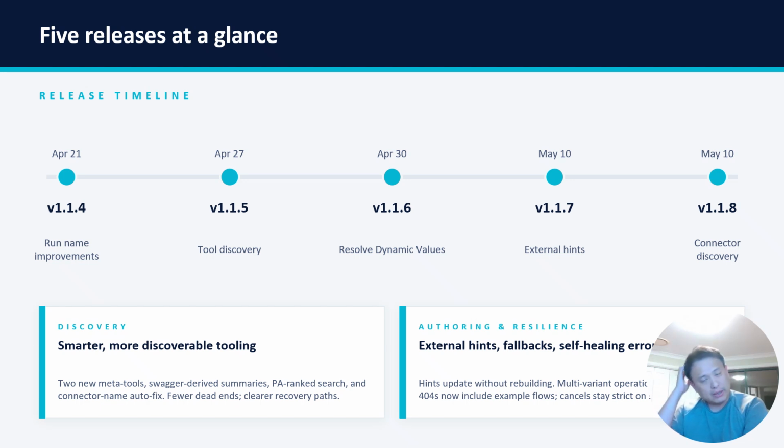The first update is from the end of April, and there are some run name improvements. We noticed that MCPs have trouble when they try to get the run details. Usually that means they want to get the latest one, but sometimes the MCP doesn't specify the run ID. Imagine if your MCP wants to read the latest run: you would have to fetch the last runs and then go into the first one.